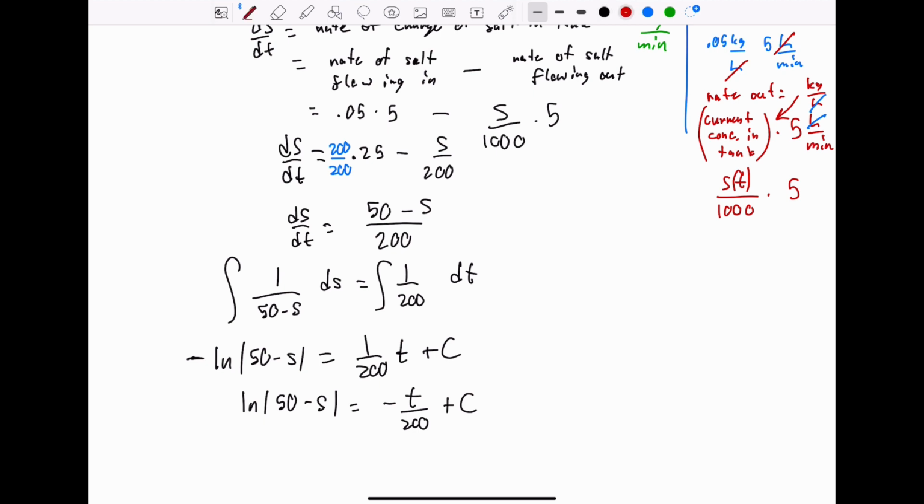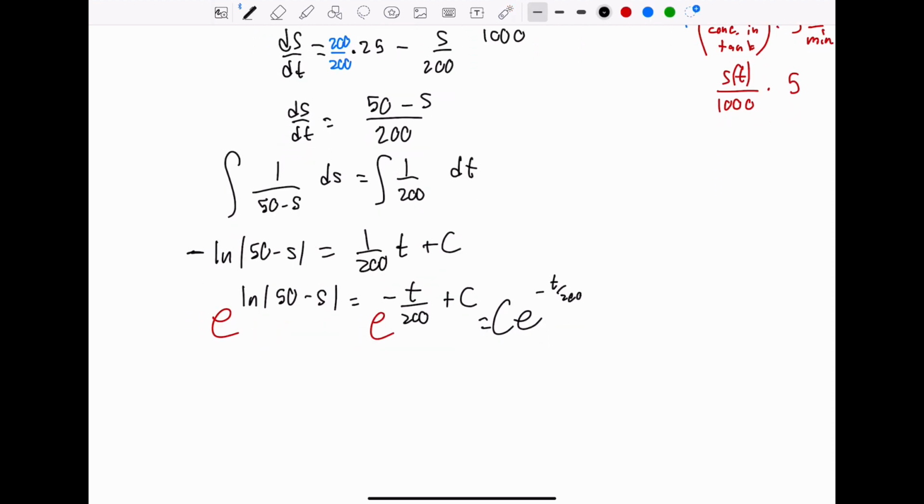So I'm going to raise e to the power of both sides, and then we have this progression where this turns into e to the negative t over 200 times e to the c, so we'll just write a c out front, and we'll deal with the absolute value bars here by making sure that this c can be arbitrary, positive or negative or 0. So once again, this is a similar concept to what we saw in example 1b. So we have 50 minus s equals c e to the negative t over 200.